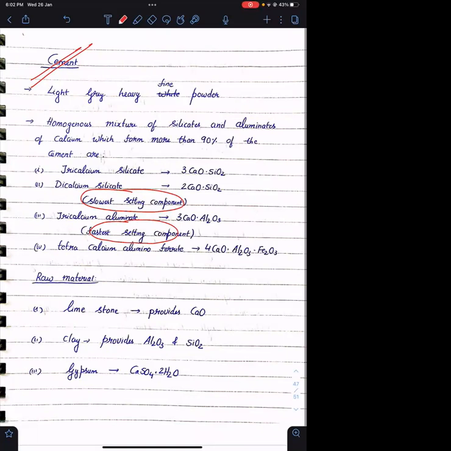Fast setting. Whenever cement sets suddenly, fast setting gives you cracks. You will be having cracks in that particular system construction. With slow setting you can avoid those cracks. So the better component is this. Slow setting is important. This is the slow setting component. This is the fast setting component.